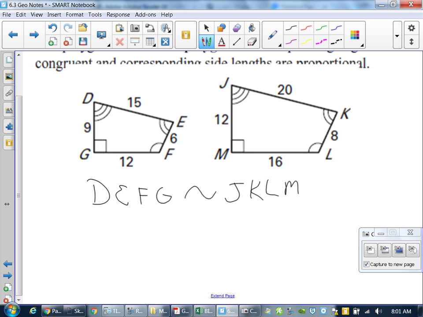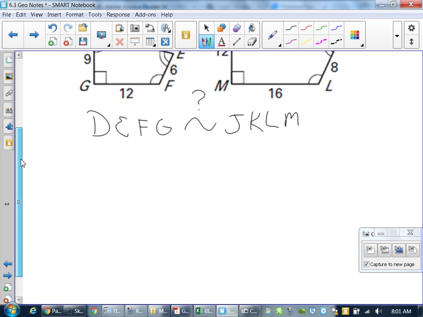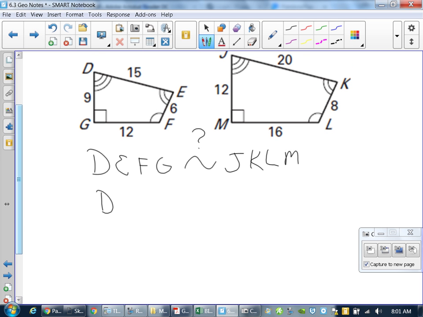Okay? We're checking to see, is this true? So now what we do is we listed out our angles. Now we have to write out the corresponding side lengths. So remember how we did this before? Side length DE has to correspond to JK. So I do this. Is DE over JK the same as, see how I'm just going right through the letters?